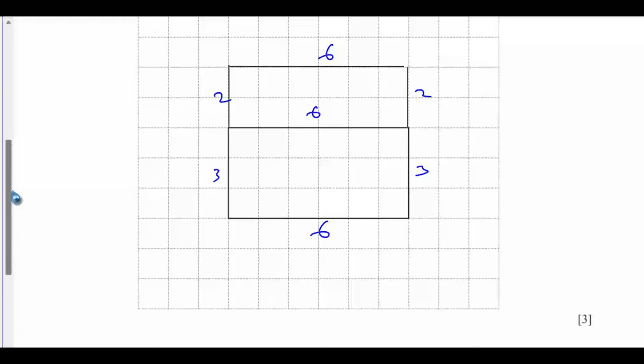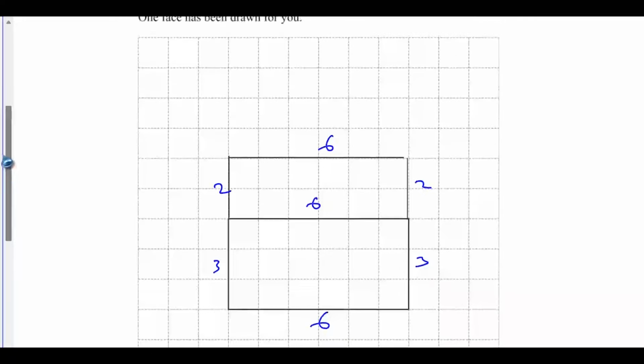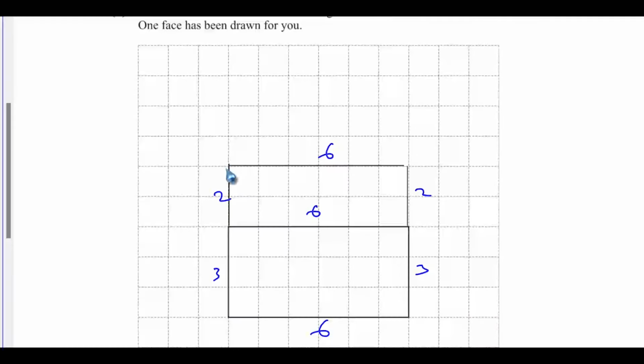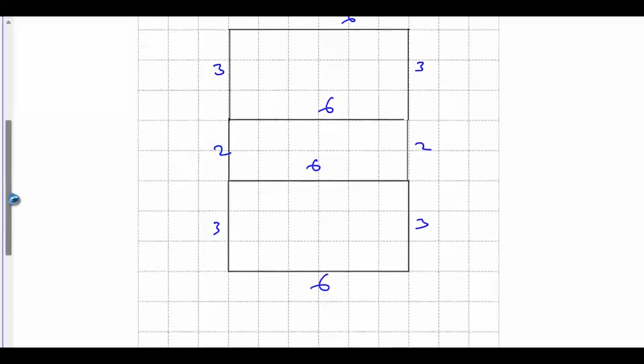So we can draw another one up. That will be 3 by 6. So you have from here 1, 2, 3. Then the same thing here, 1, 2, 3. Then we can complete this. Okay, so this is another one, and this will be 3, 3, 6. So we can come down.